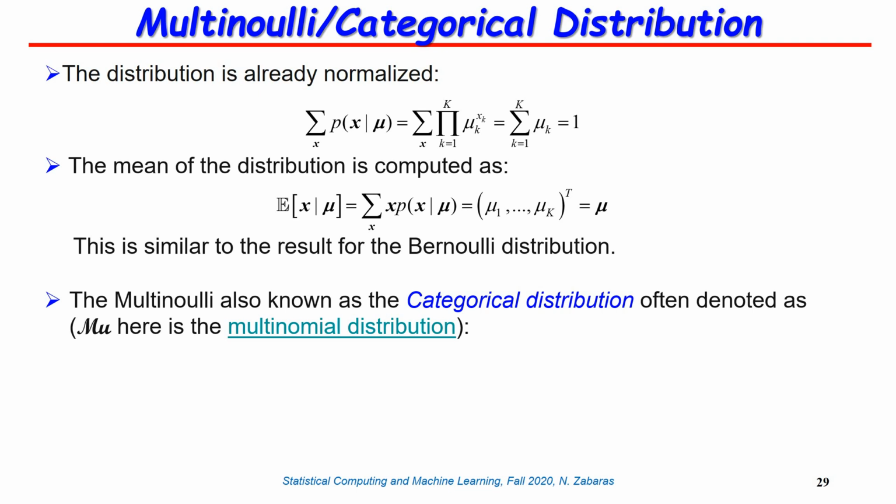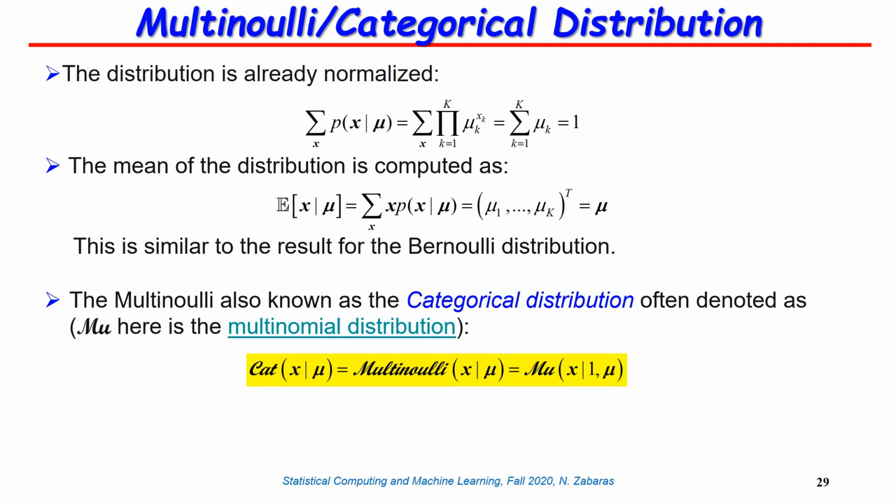This distribution is called the categorical distribution, and a more playful name is the Multinoulli distribution. The reason I call it the Multinoulli distribution is that the Bernoulli distribution was for binary variables, so it makes sense to call this the Multinoulli. But in many textbooks, this is introduced as the categorical distribution.